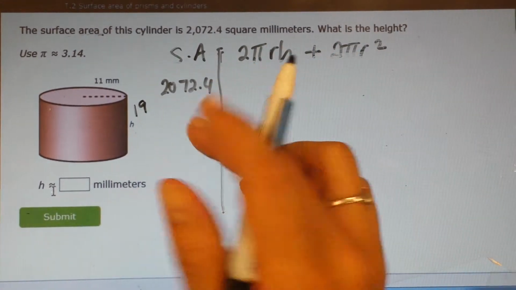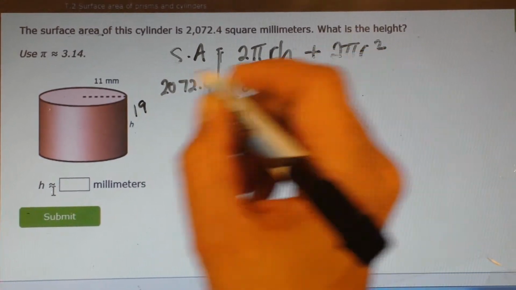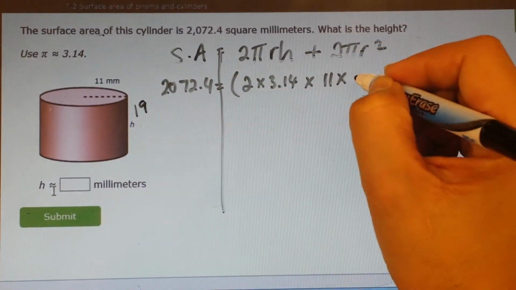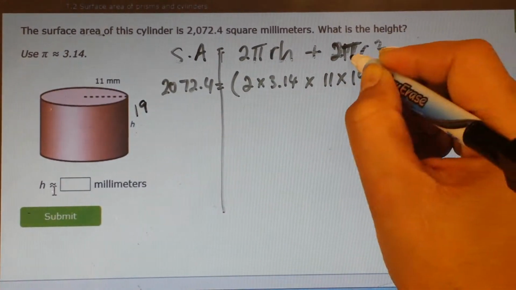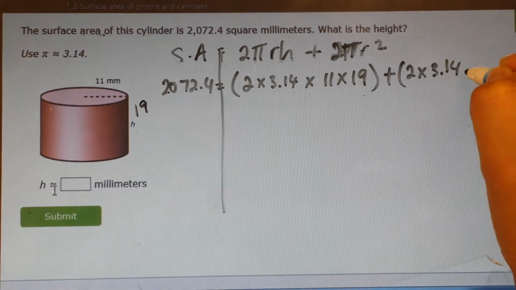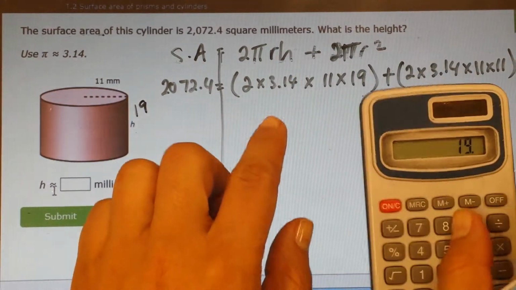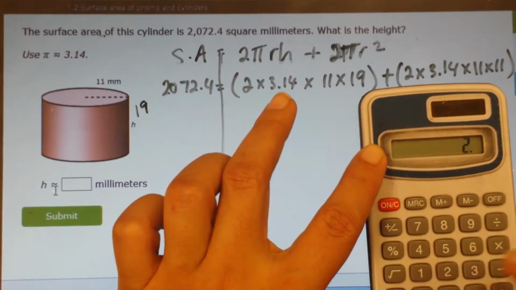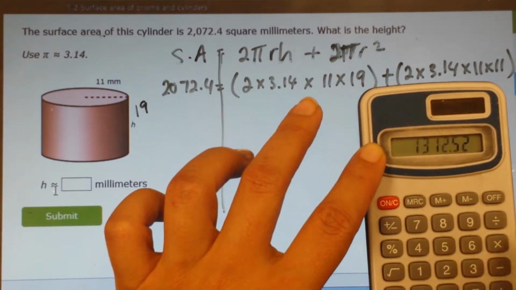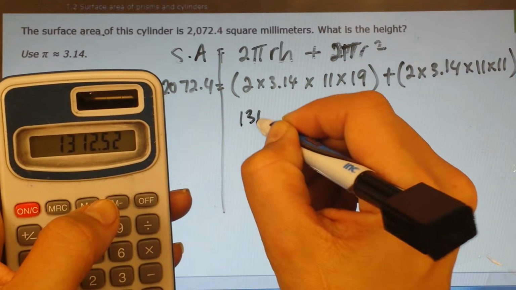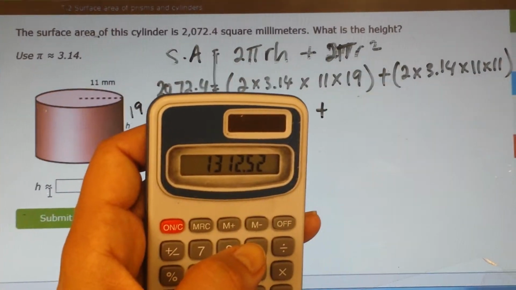2072.4. If I get this side to be this side, I know I'm right. So 2 times 3.14 times the radius, which is 11, times height, which is 19, plus 2 times 3.14 times 11 squared, which is 11 times 11. Okay, just punch that all in the calculator. So 2 times 3.14 times 11 times 19 equals 1312.52 plus, okay, then you do this side as well.